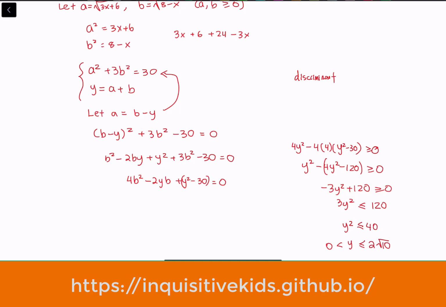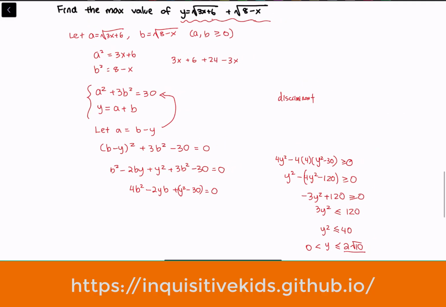So let's double check to see if 2 times the square root of 10 is indeed a maximum value of y, because we need to find if there is an x value that could produce 2 times the square root of 10. We forgot to do the domain. Let's do the domain of the function. 3x plus 6 must be greater or equal to 0, and 8 minus x must be greater or equal to 0. So the domain must go from negative 2 to positive 8 inclusive.